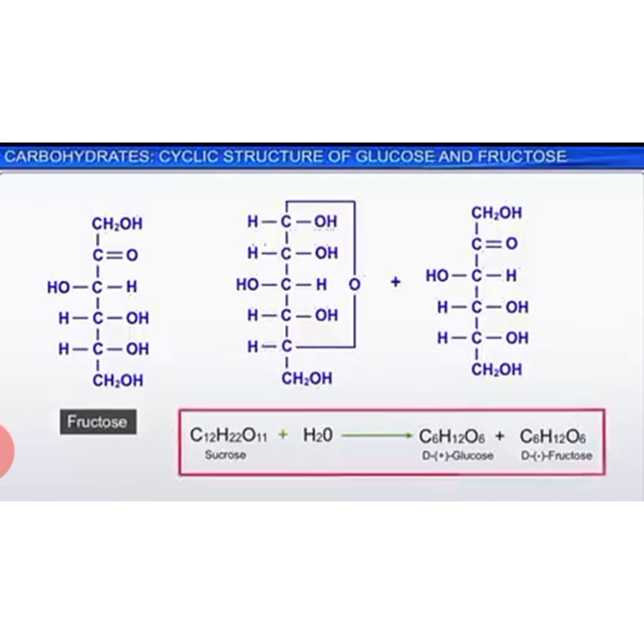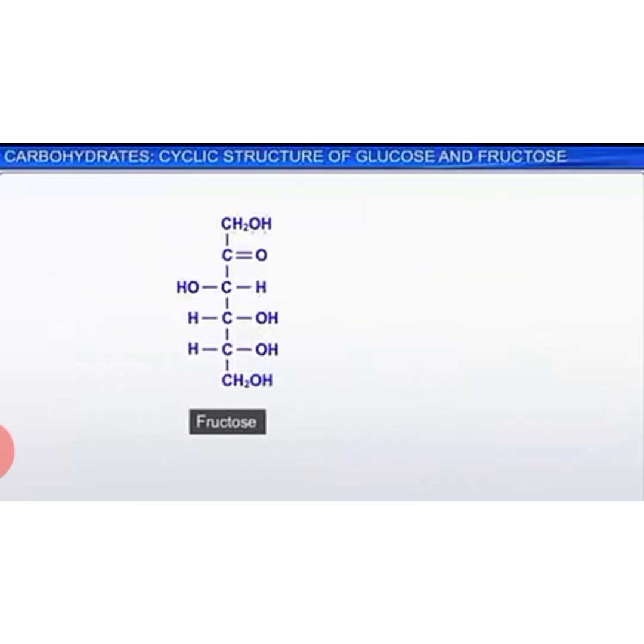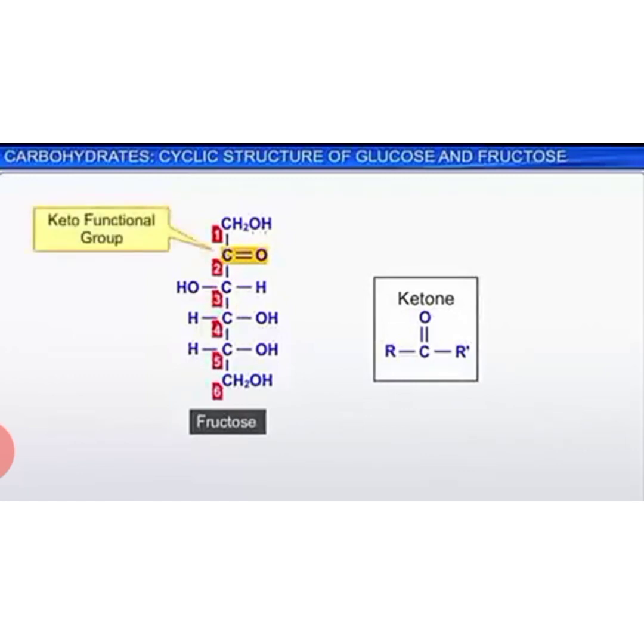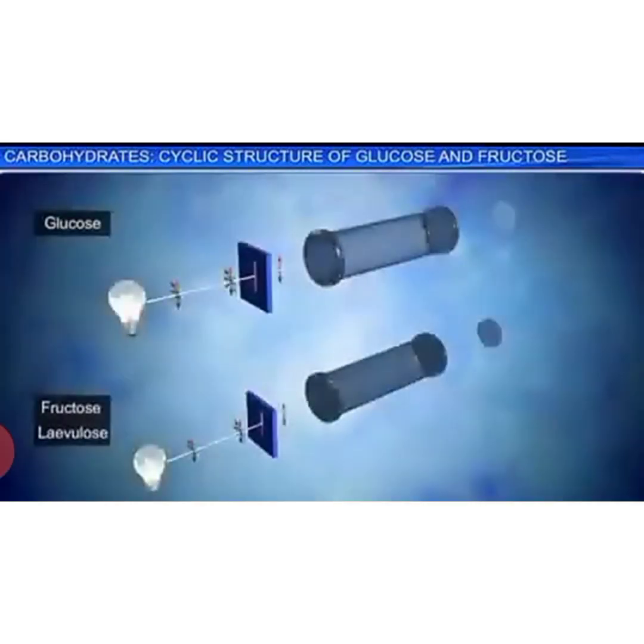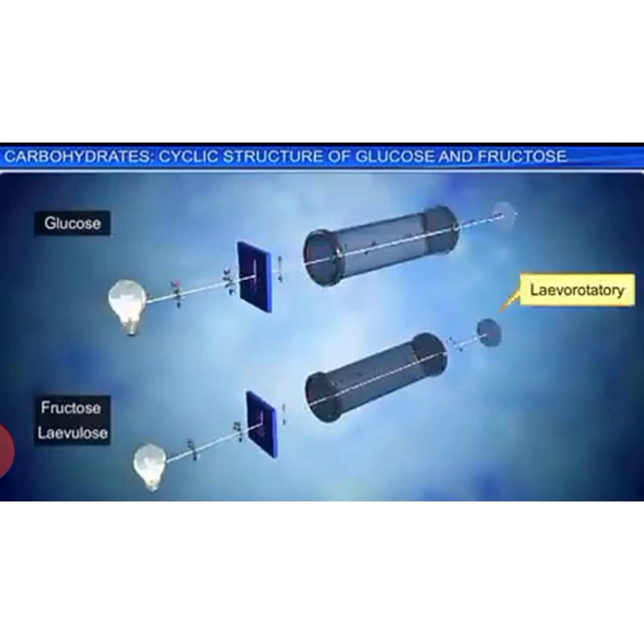Certain characteristic reactions of fructose show that it is a ketone and consists of 6 carbon atoms in a straight chain with the keto functional group at position 2 of the carbon chain. Unlike glucose, fructose is observed to be levorotatory, that is, it rotates plane polarized light towards the left. In fact, an old name for fructose is levulose.